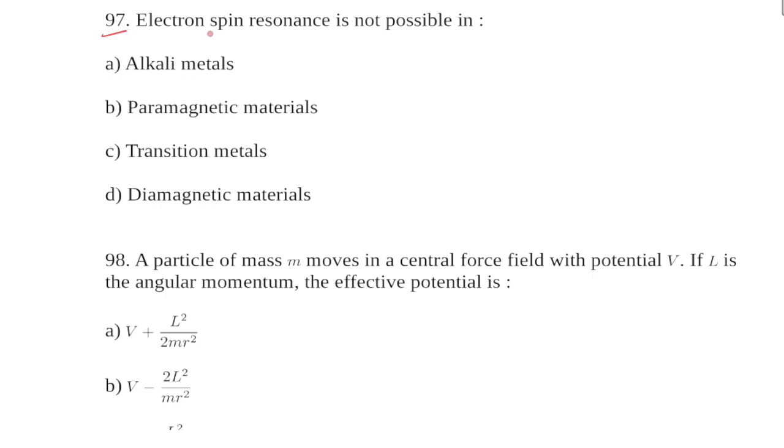Next, 97. Electron spin resonance is not possible in the system in which there are paired electrons. So here this is your diamagnetic material. And also you should remember electron spin resonance is also known as electron paramagnetic resonance.